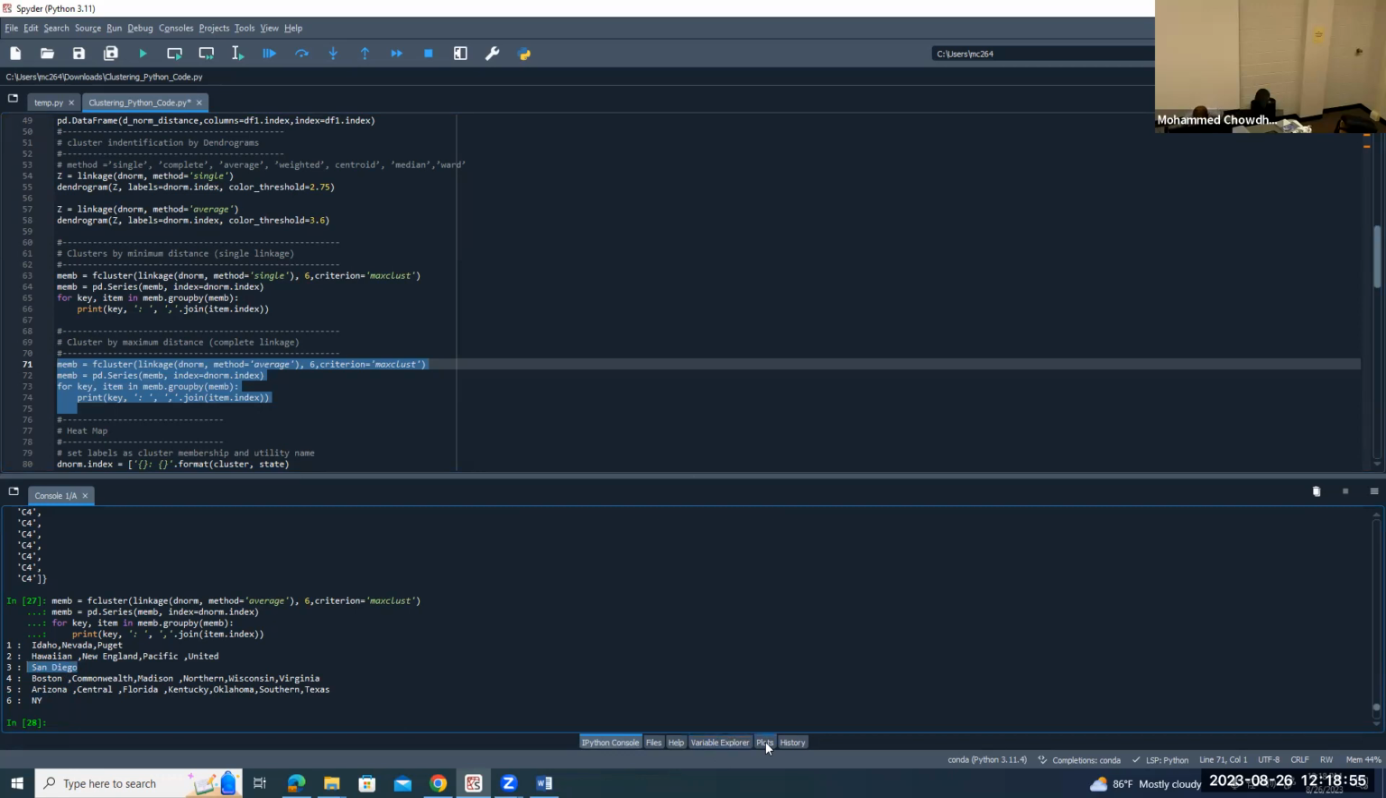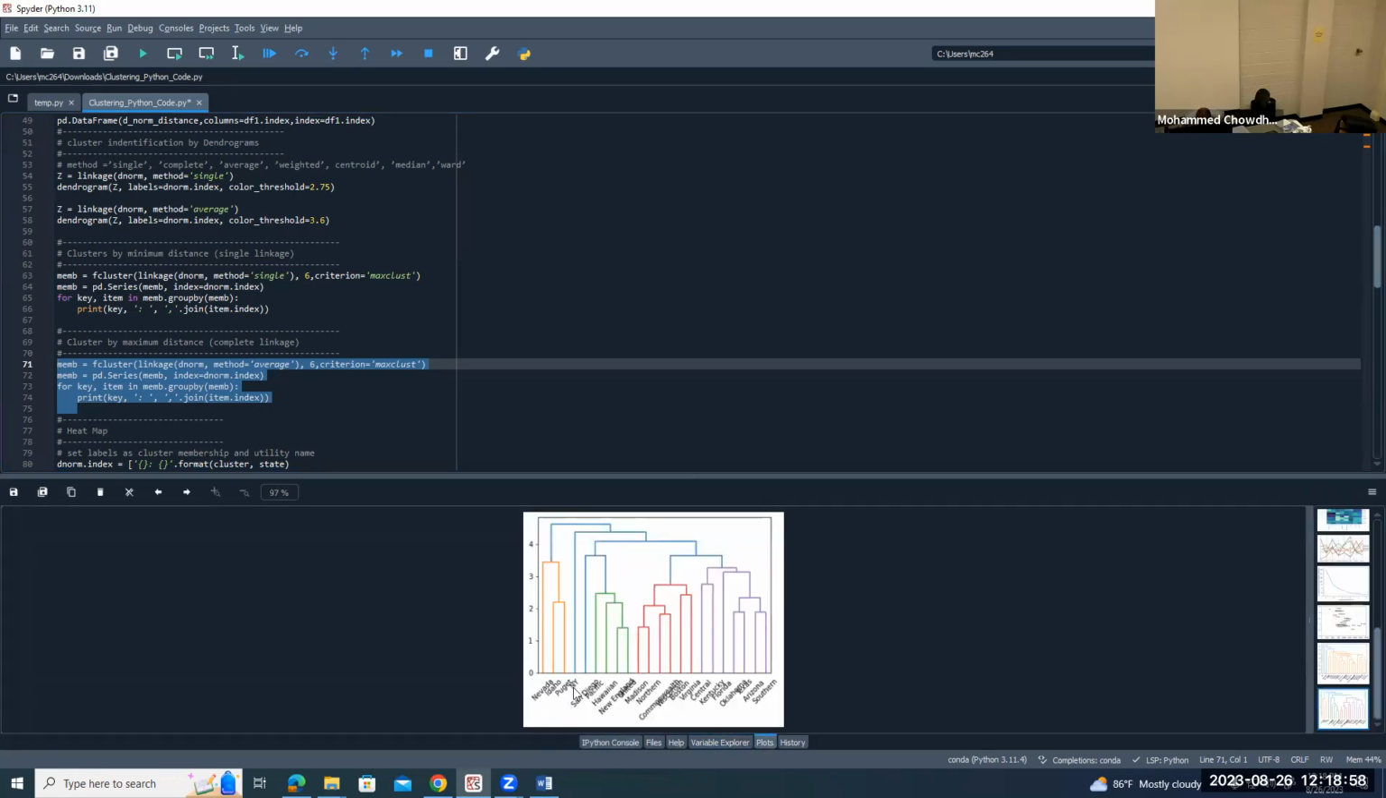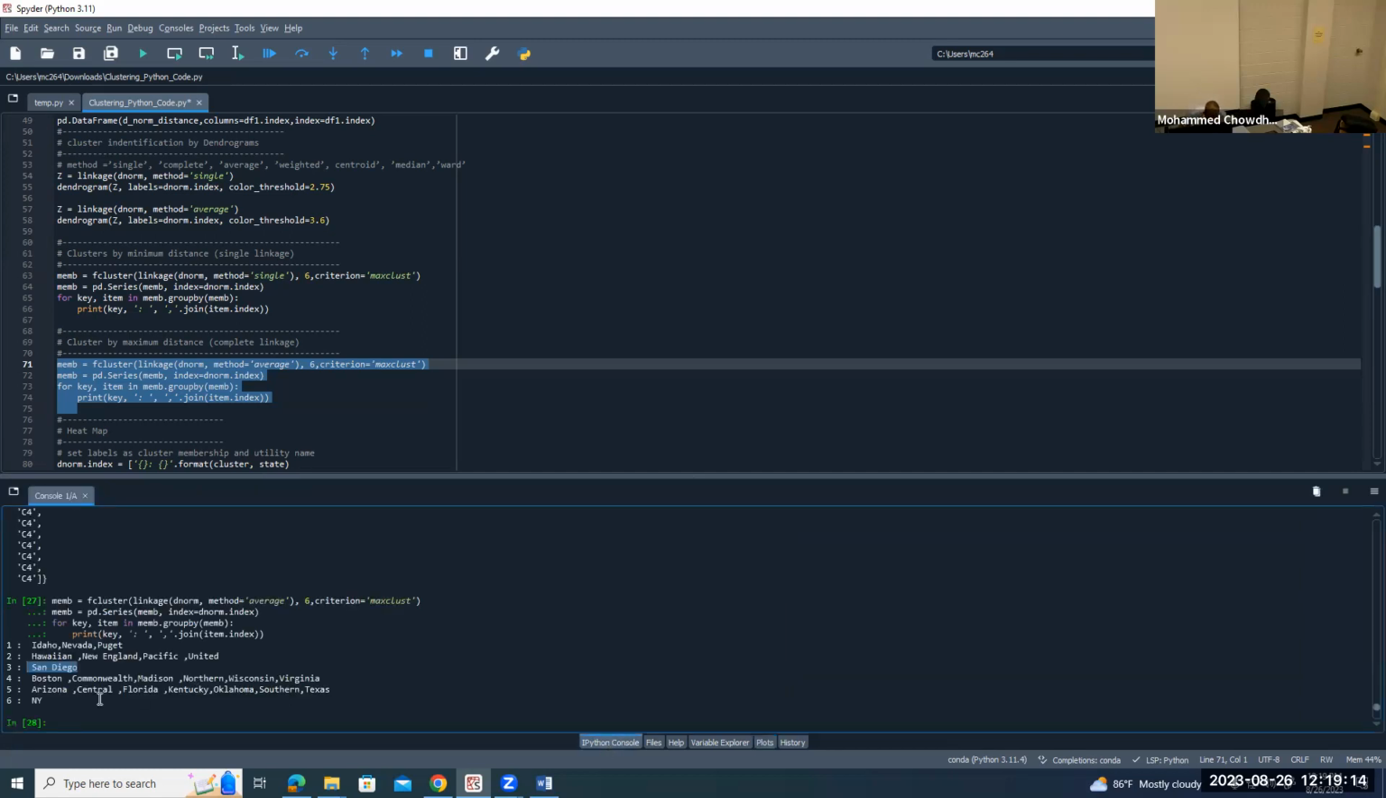Let us take a look at that. This is New York, and this is the San Diego. Nevada, Idaho, and Puget have been put in one cluster. Then Hawaii, New England, Pacific, and United is another cluster. Arizona, Central, Florida, Kentucky, Oklahoma, and Southern Texas is another cluster.